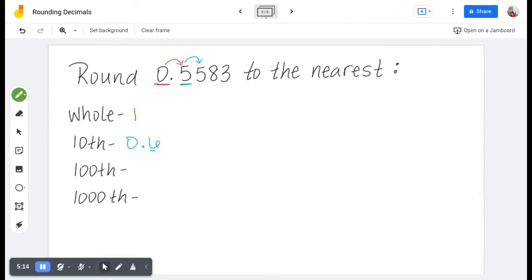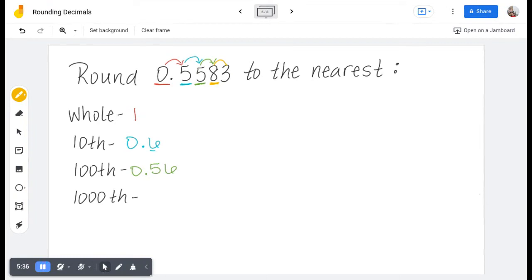Okay, then it says nearest hundredth. That's this 5. Look to the right. The next number to the right is an 8. 5 or more, let it soar. So that's going to become 0.56. And then thousandths. Thousandths is 3 past my decimal, so this answer should have 3 past a decimal.